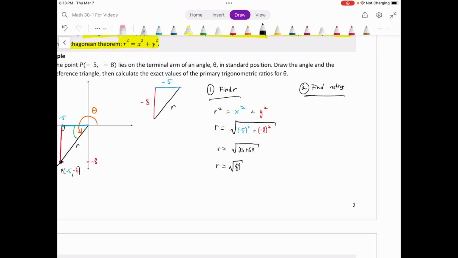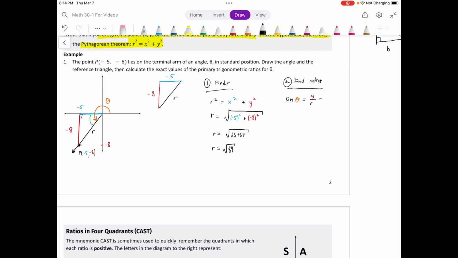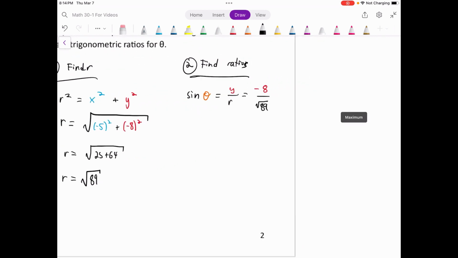Find ratios. All right. So the sine of our angle is going to equal opposite over hypotenuse, yes, but more and more we're going to start thinking of that as the y over the r, opposite over hypotenuse. In this context, we think of that as the y coordinate over the r, the radius, okay? So this will be negative 8 over an r of root 89. Now, something we should do before we move on.